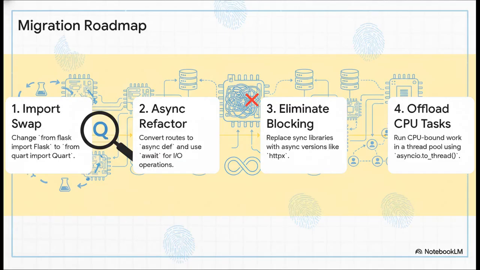So here's your roadmap to make the switch. It's a simple 4-step plan. Step 1, swap the import. Easy enough. Step 2, refactor your routes to be async def and await your I/O calls. Now, step 3 is absolutely critical. You cannot skip this. You have to replace any synchronous libraries. If you're using something like requests, you need to switch to an async version like HTTPX. Why? Because a single synchronous call can poison the well. It will block the entire event loop, and all that async goodness just goes out the window. And finally, for any heavy CPU work, you can offload it to a thread pool.